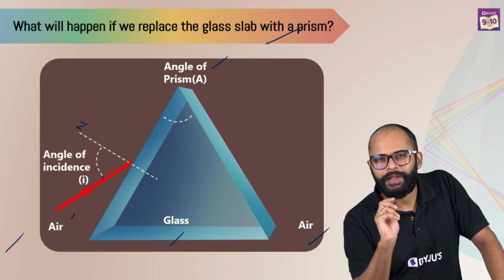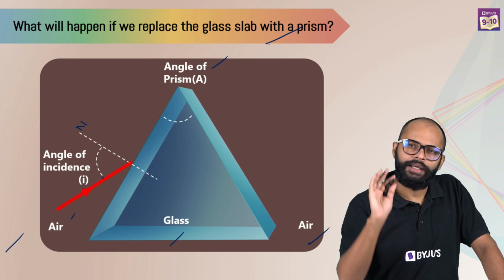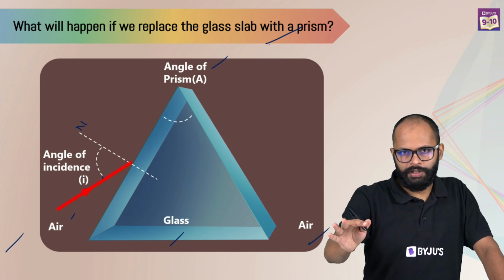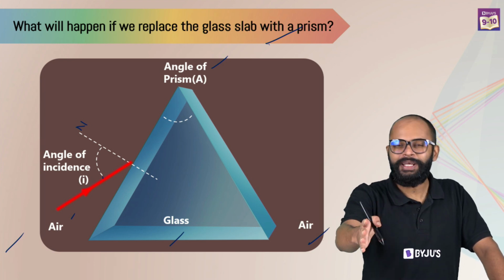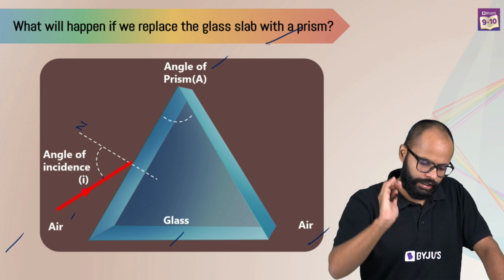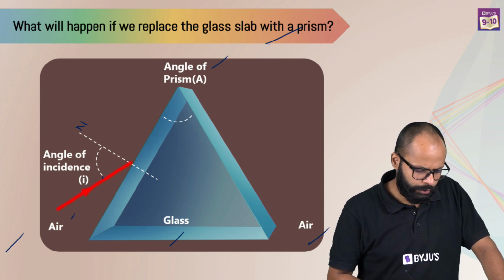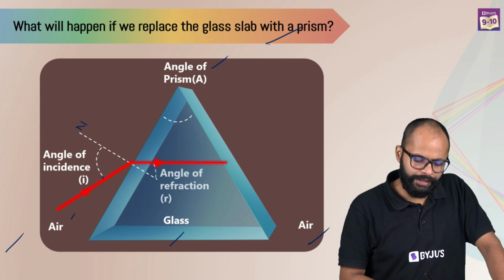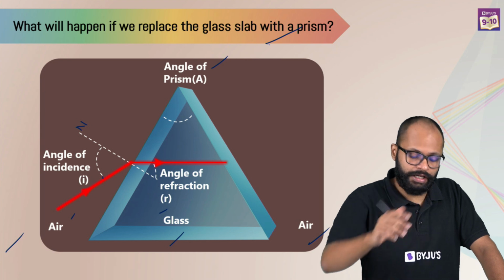What will happen? Rarer to denser medium, it is going to bend towards the normal. See, basics will always work, right? Don't just leave your basics for the fancy stuff. Basics will be there with you always. So take a look. Rarer to denser, it should bend towards the normal. Fine, it will bend towards the normal. This is bending towards the normal, no? The angle of refraction is lesser than the angle of incidence. We can see that. All right.